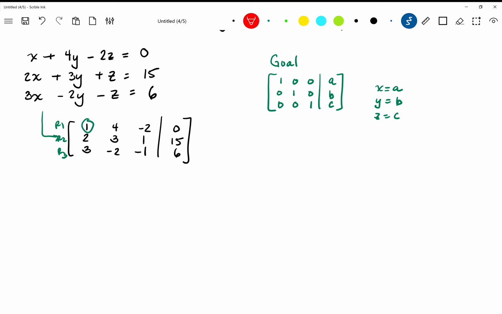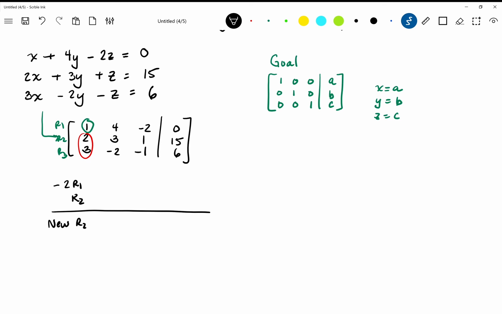The goal is to get these guys to be 0. So the way the Gauss-Jordan method works is you start with where you want your 1, and then you get the rest of the column to be zeros, and then you move from left to right. So with that in mind, pretending it's elimination, I'm going to eliminate x from the other two equations. That's going to require me to take -2 times the first row plus the second row, and that is going to give me a new second row.